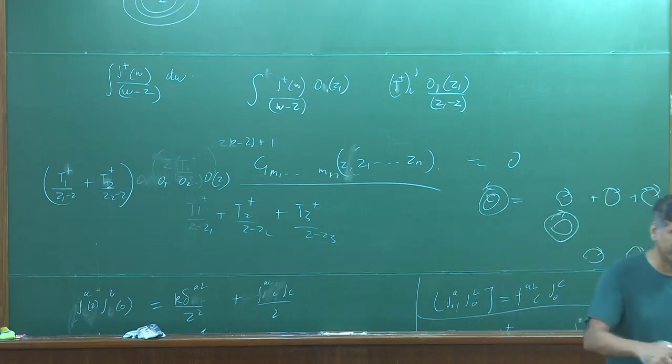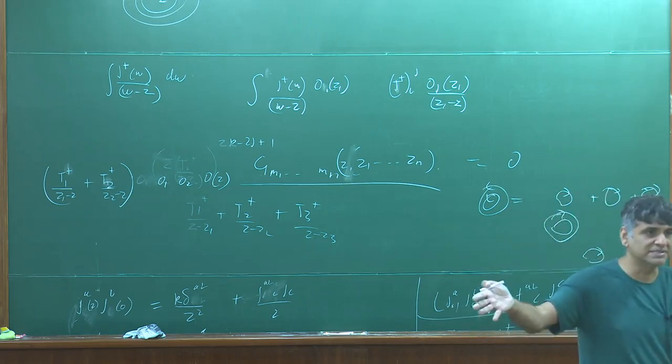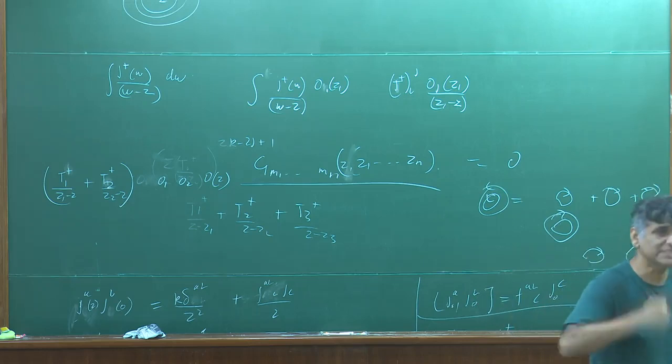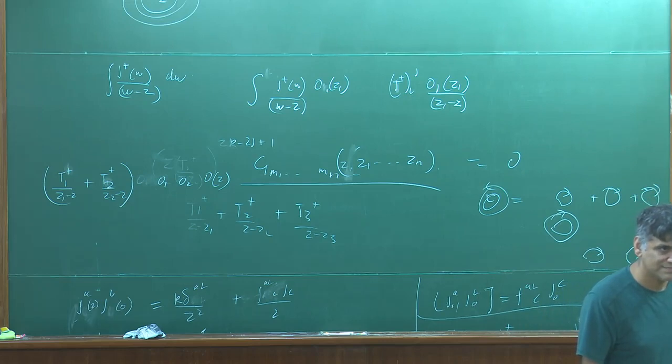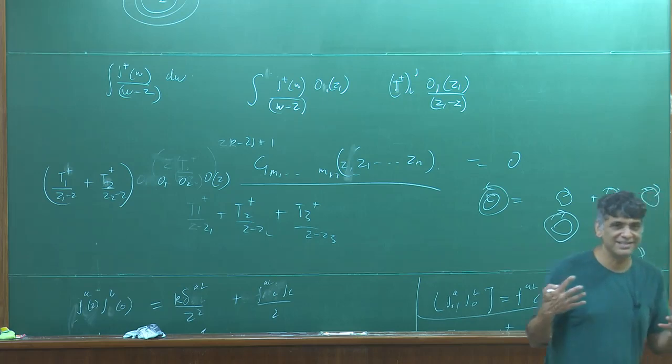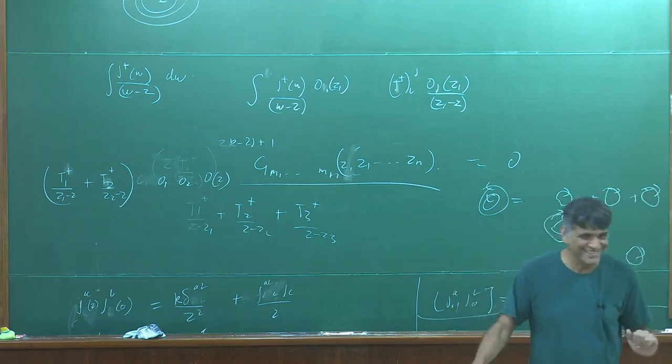Because once you do the first contour motion, it's a sum of terms. And on each of these terms, you do the second contour motion. I feel I'm not saying it very clearly. It's clear? Okay.